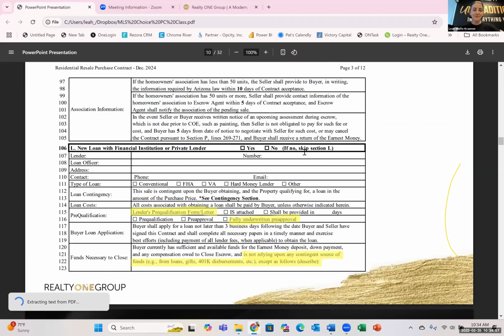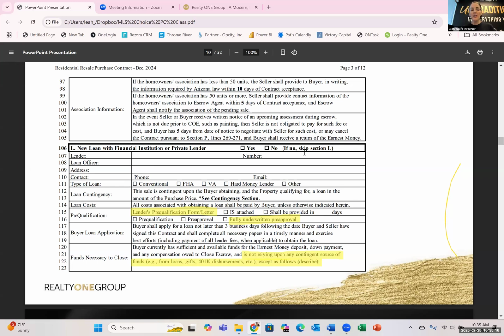So as part of that, this continued the association information. That's just the general info that's on page 2 of our existing AAR HOA addendum. So nothing new there, just a reiteration. New loan with financial institution or private lender. So this is the yes or no.